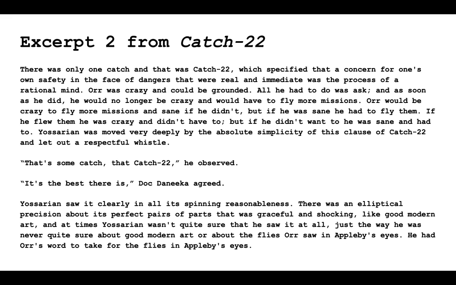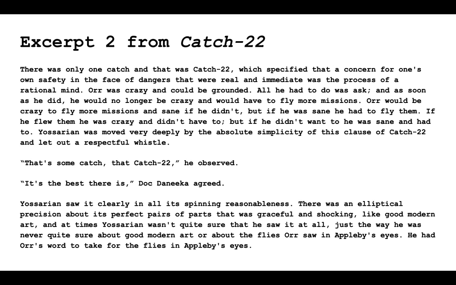But if he was sane, he had to fly them. If he flew them, he was crazy and didn't have to. But if he didn't want to, he was sane and had to. Yossarian was moved very deeply by the absolute simplicity of this clause of Catch-22 and let out a respectful whistle. "Now that's some catch, that Catch-22," he observed.